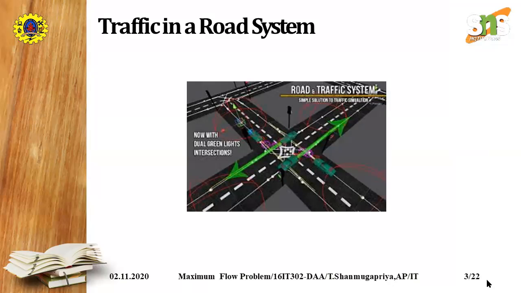So for the maximum flow, if it's a two-way road, only limited vehicles can pass at a time. So the flow of vehicles is minimum on a two-way road. If it is a four-way road, the density of vehicles will be more. That is traffic flow in road systems.